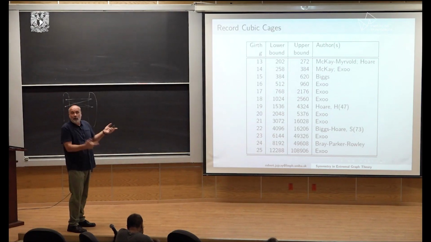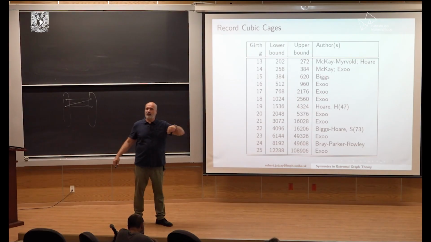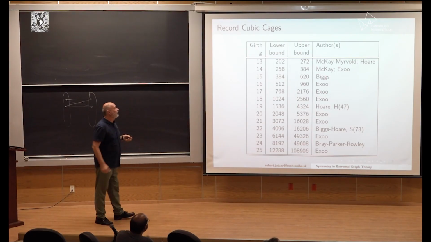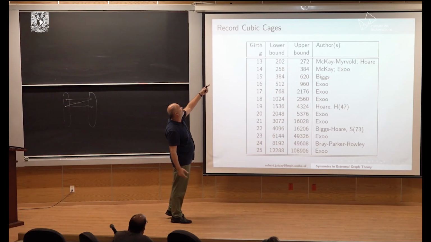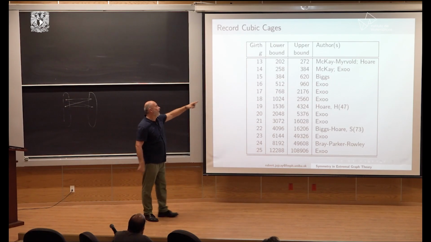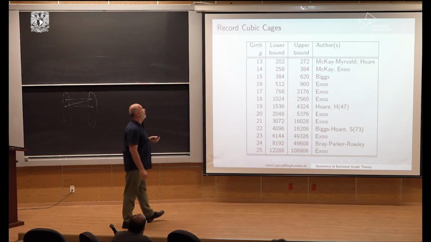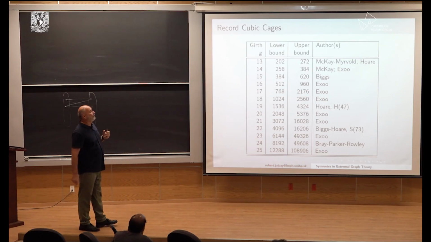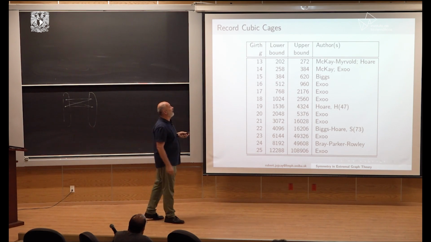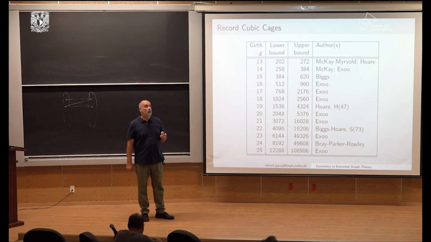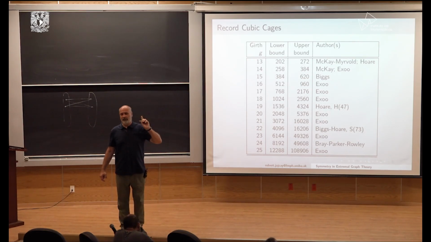All right, so how does this work? Well, people keep track of the record graphs. So this is from a survey paper. For instance, this is a typical table: girth, this is for cubic. So all these graphs are degree 3. And for instance, the best known graph of girth 13 goes to Mecke, Meerwald, and Hoare. The lower bound is 202, and the graph has 272 vertices, and this is known for like 40 years.